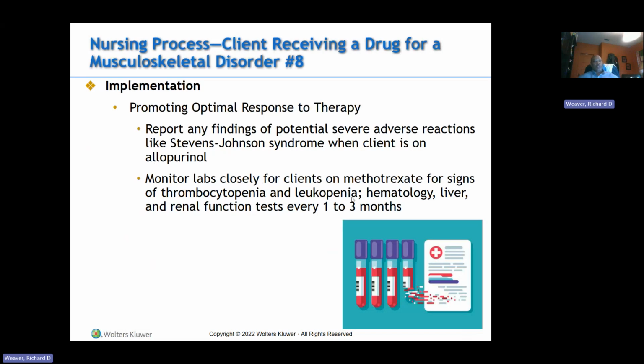Monitor labs closely for clients who are taking methotrexate for signs of thrombocytopenia, or low platelets, or leukopenia, low white blood cells. Hematology, liver, and renal function tests are done every 1 to 3 months because these drugs do affect these different components of the blood. So patients should be encouraged to keep these appointments and to be monitored, so that we may have to take away some drugs, may have to add drugs, may have to adjust dosages. And so we don't know that unless patients are following up accordingly.